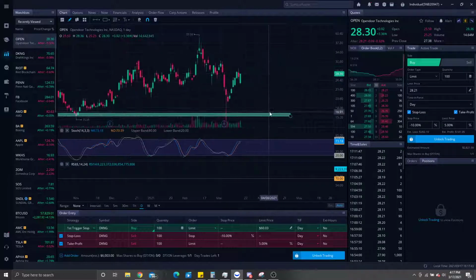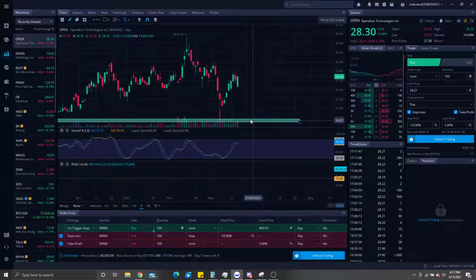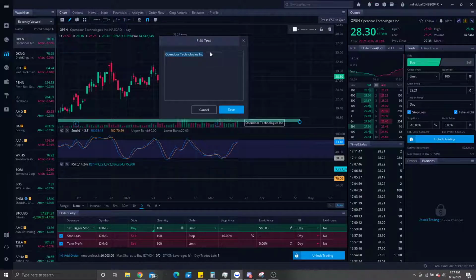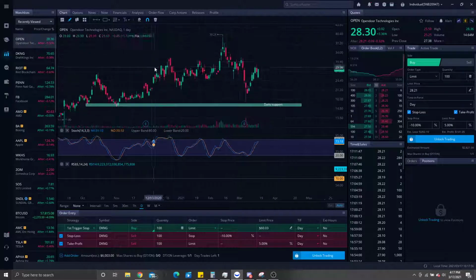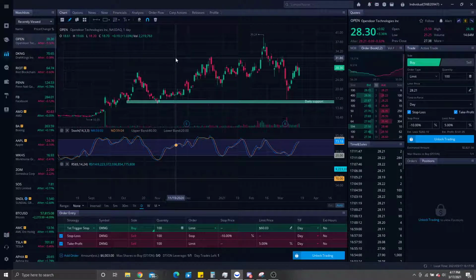Let's just mark these out real quick. Let's put on this one. Daily support. Let's leave it there. And then we're looking for daily chart resistance. I would mark this area.